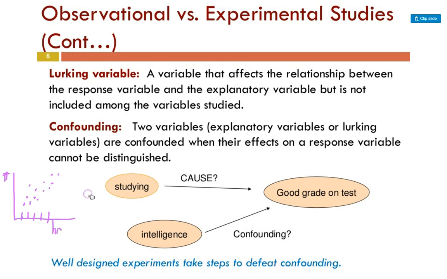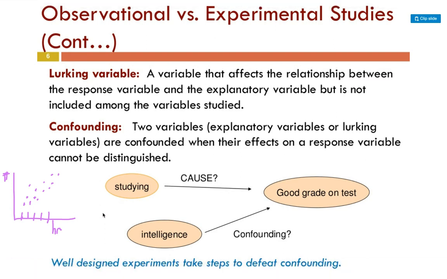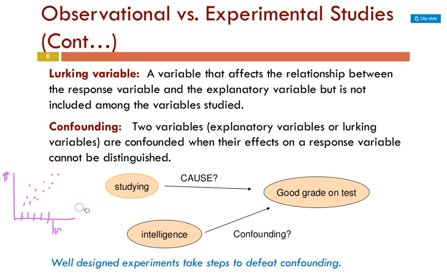So what else is going on there? Well, the other things going on are like intelligence, or how much you like the subject, or how good your teacher is, or how much sleep you got the night before the test. All these kinds of things are lurking variables. They're variables that you're not including in your scatter plot. You're only looking at the number of hours to try to explain the score.